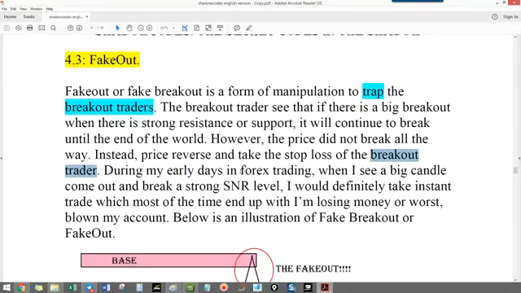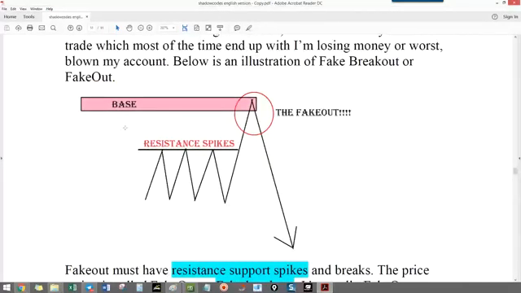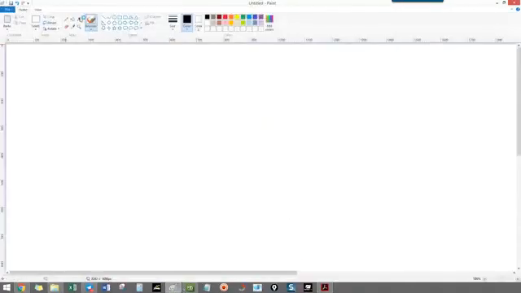During my early days in forex trading, when I saw a big candle come out and break a strong SNR level, I would definitely take an instant trade, which most of the time ended up with me losing money or, worse, blowing my account. Below is an illustration of a fake breakout or fake out. So this is it. The resistance spikes. Or you will also see a strong resistance. And when it has a breakout like this, it will create a fake out.